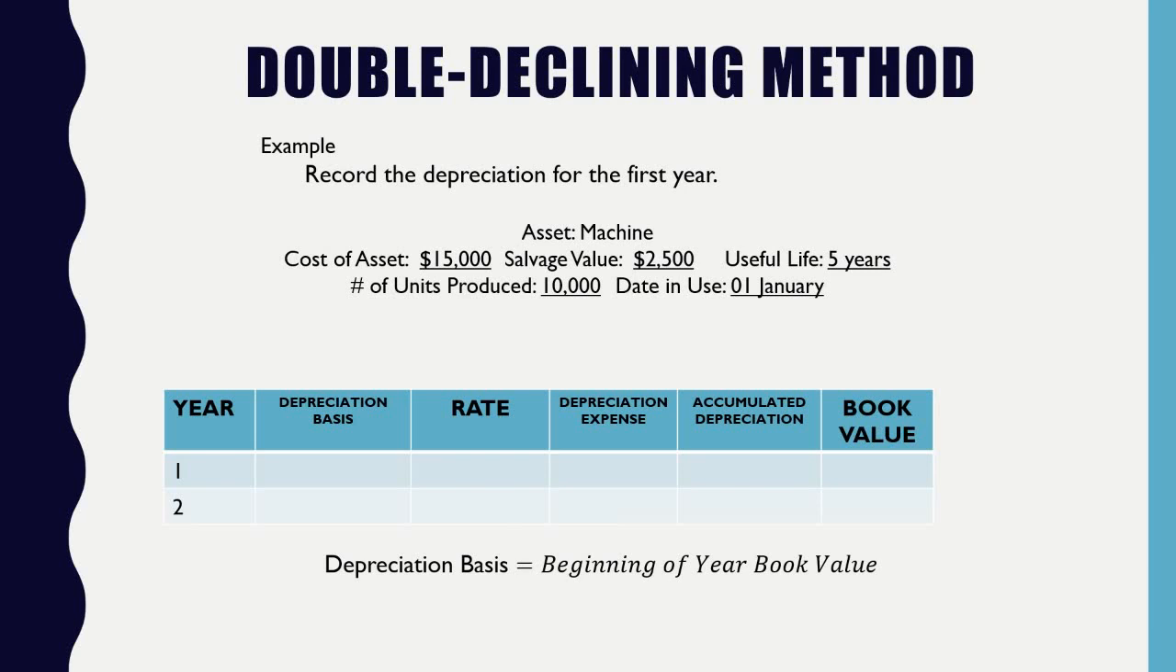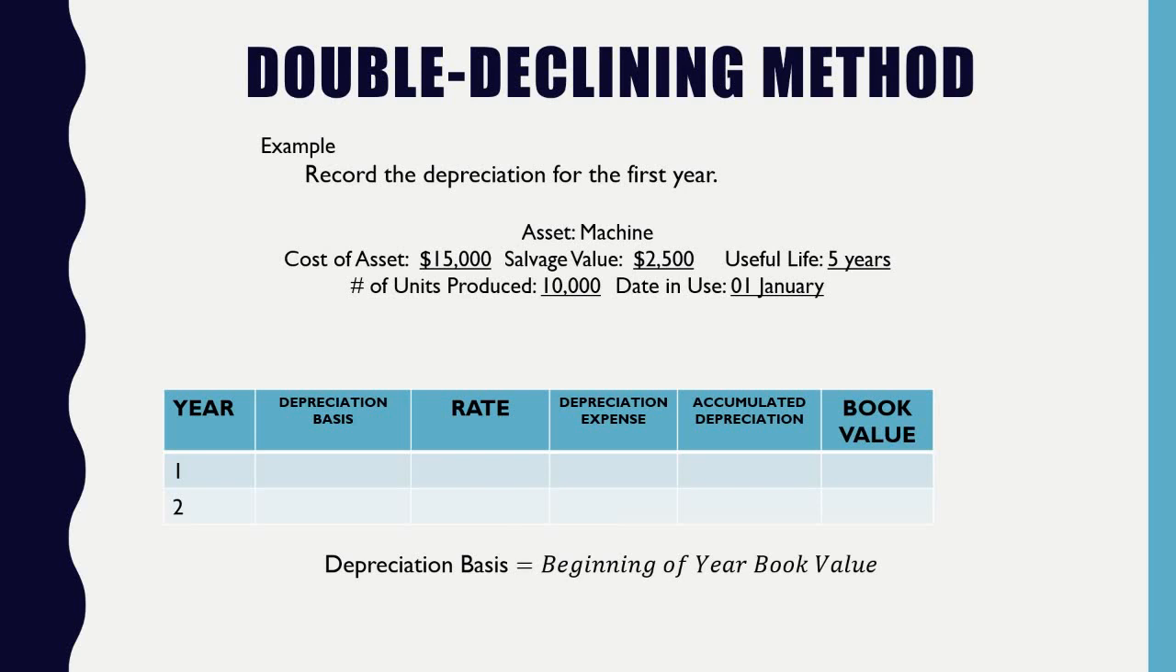So in this case, the date that you place it into service is very important. Since I placed it into service as of January 1st, that means I'm going to depreciate as of January. So January all the way to December is exactly 1 year. Okay? So in this case, all right, let's figure the numbers out.